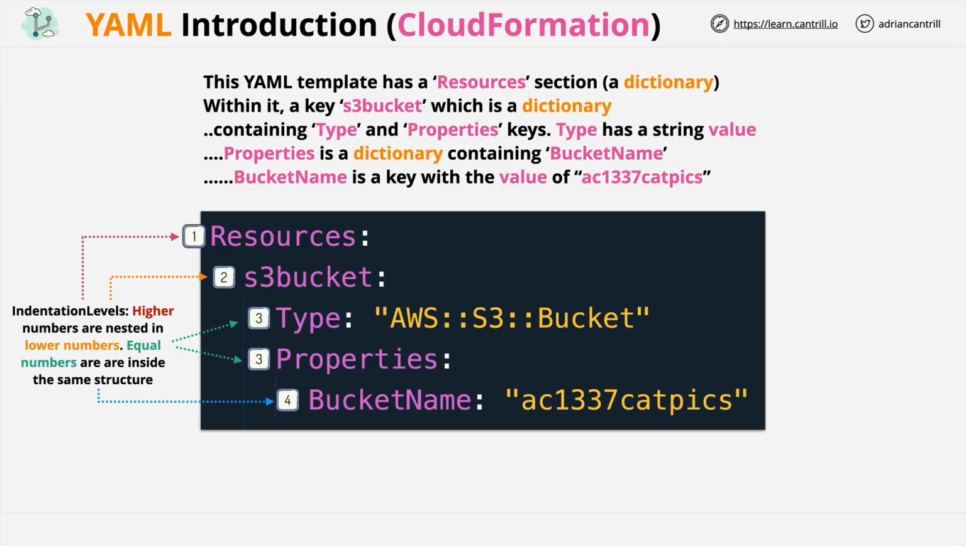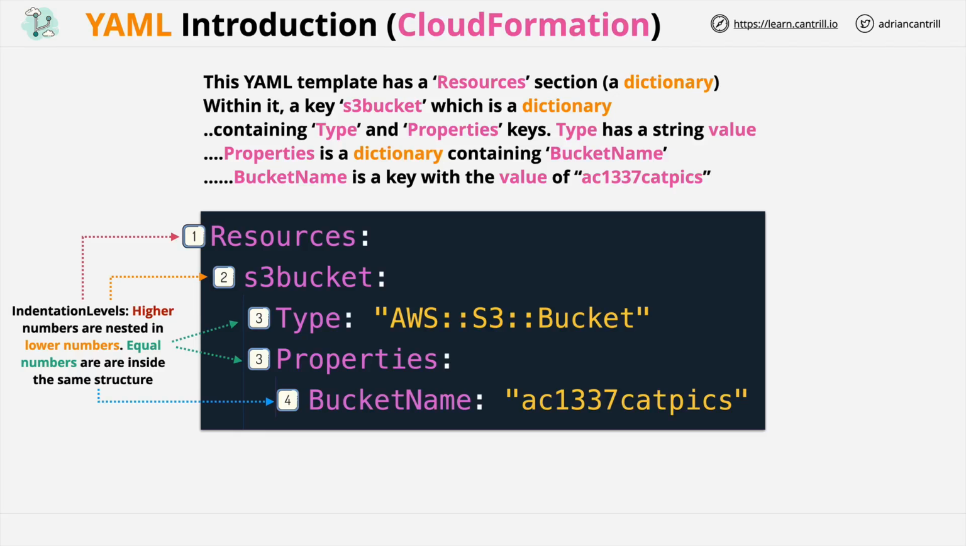So S3 bucket is a dictionary inside resources. Type and properties are inside S3 bucket, but note they are at the same level. So type and properties are both key value pairs inside S3 bucket, and then bucket name is a key value pair inside properties. And again, you're going to get lots of practice with this, so just try to focus on the main concepts at this point.